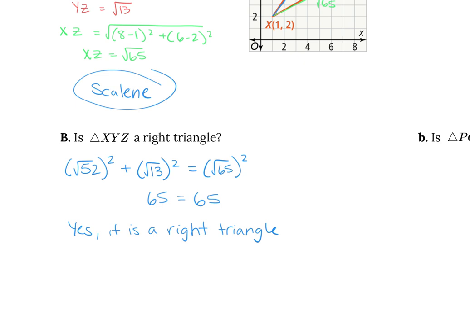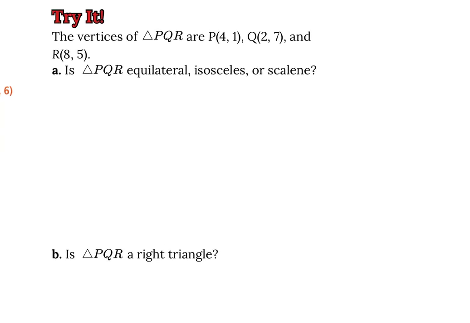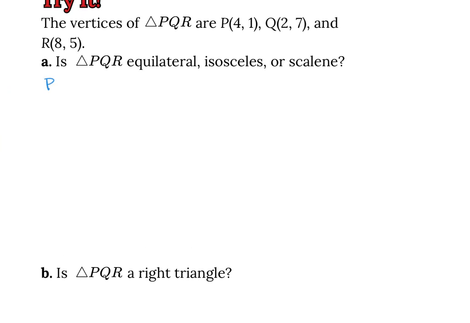Okay, let's look at the try it. All right, they're giving us the vertices for triangle PQR. We want to figure out if it is equilateral, isosceles, or scalene. So again, we want to find the distance of each of the sides to see if they are all equal, if 2 of them are equal, or if none of them are equal. So I'm going to start with PQ. Plug that into the distance formula.